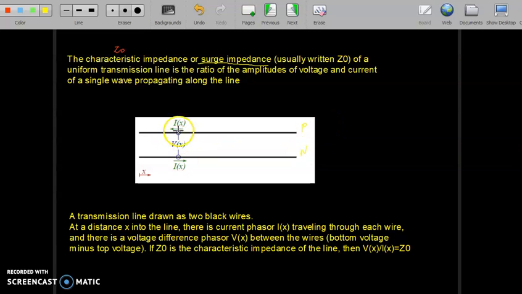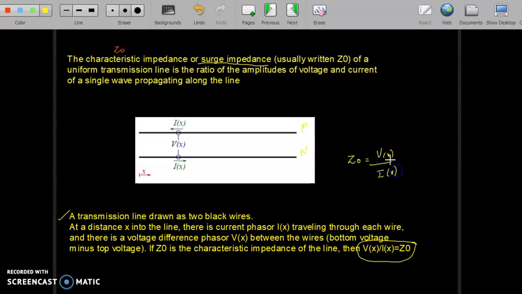And we can see that there is a voltage vector, which is the difference of voltage between these 2 points. Here it is illustrated that a transmission line is drawn as 2 black wires, and at a distance x into the line there is a current phasor Ix traveling through each wire, and there is a voltage difference phasor Vx between the wires. Then Z0 we can express as Vx upon Ix. So this is the characteristic impedance of the transmission line.